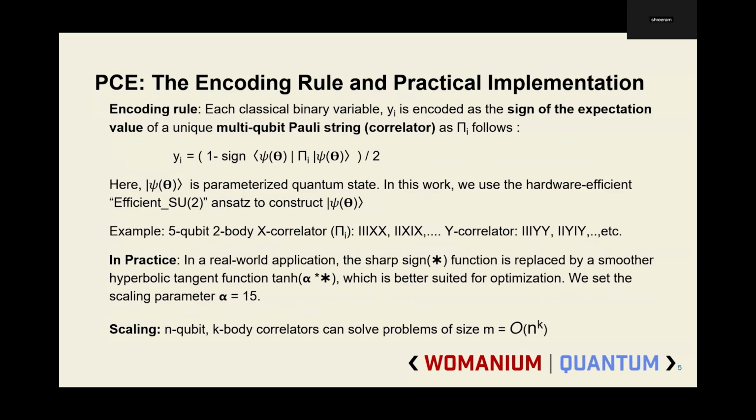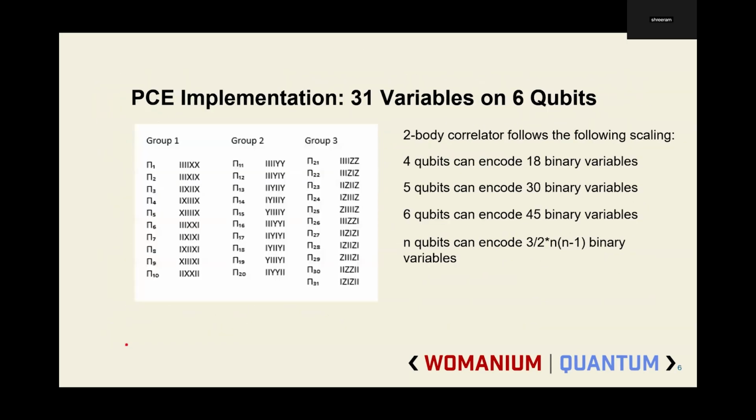And for these correlators, you can pick 2-body or 3-body. What does that mean? 2-body means you have 2 X's somewhere, 2 Y's, 2 Z's. For example, here we have 31 bonds, grouped into three parts: 10, 10, and 11. The first 10 consist of 2-body X correlators. So qubit 0 and qubit 1 have X's, and the rest of the qubits are I.